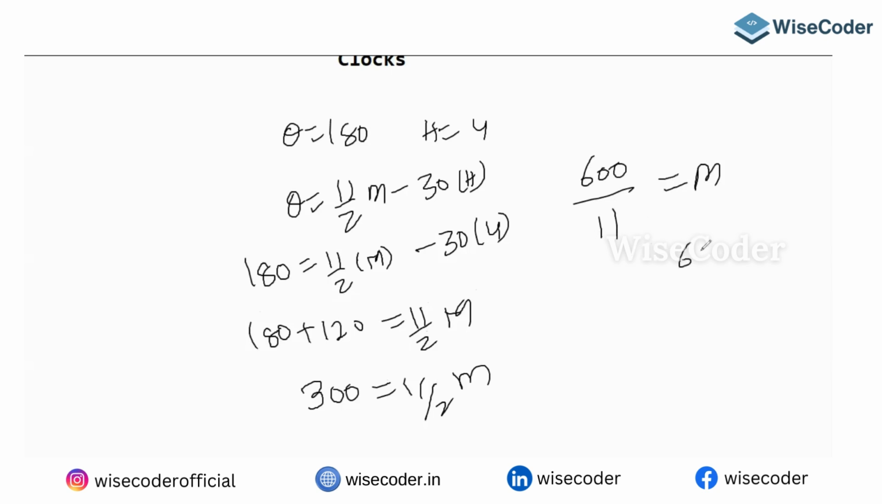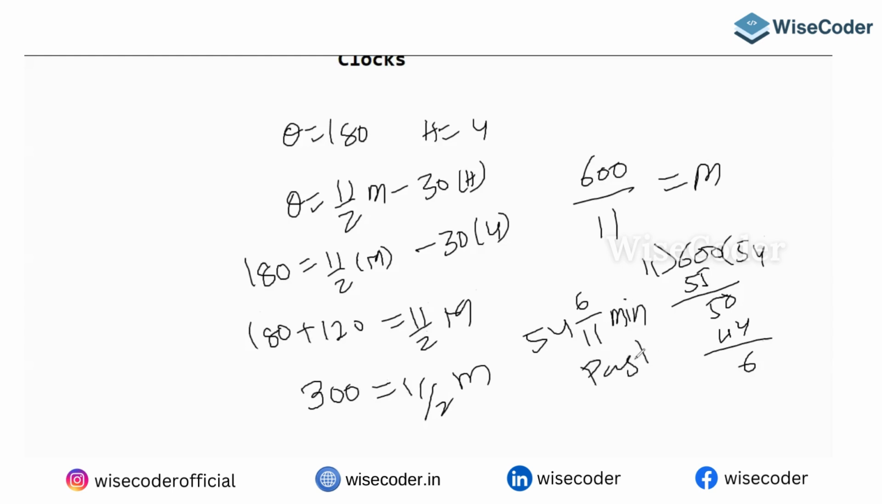If you calculate 600 by 11: 11 5s are 55, I am left with 5 and a 0. 11 4s are 44, I am left with 6. So you can say 54 6 by 11 minutes past 4 o'clock, both hands will make 180 degrees. Okay, next question.